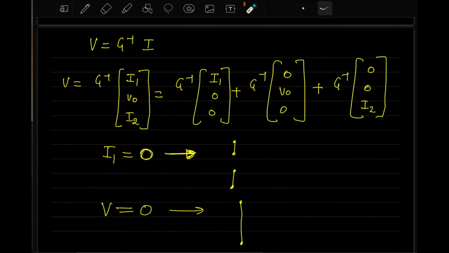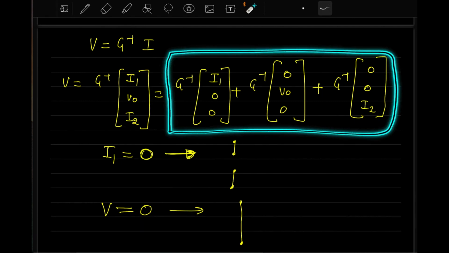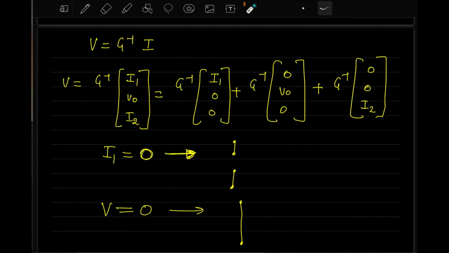So now you all will agree that if only current I1 is activated, then I1 will be the current source, and the voltage source V2 is zero, which means it will be a short circuit, and the other current source is 0, which means it will be an open circuit. So let us visualize this expression in terms of some figures.